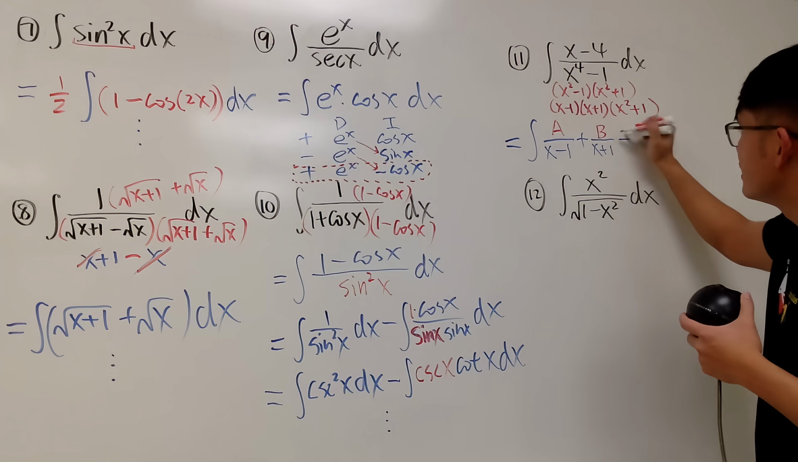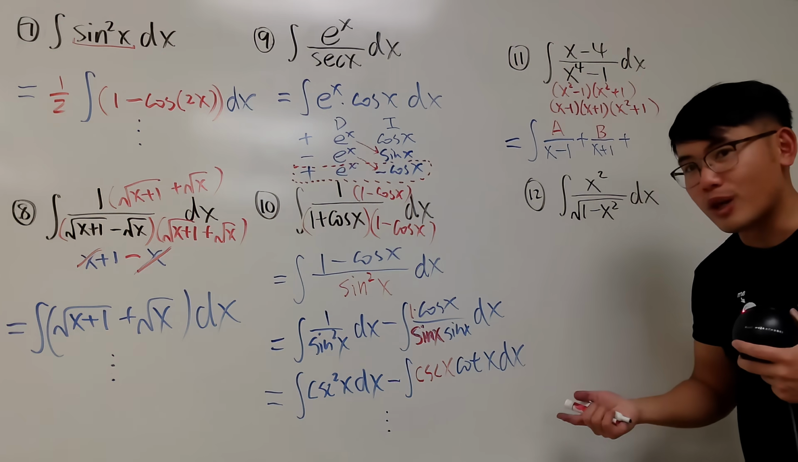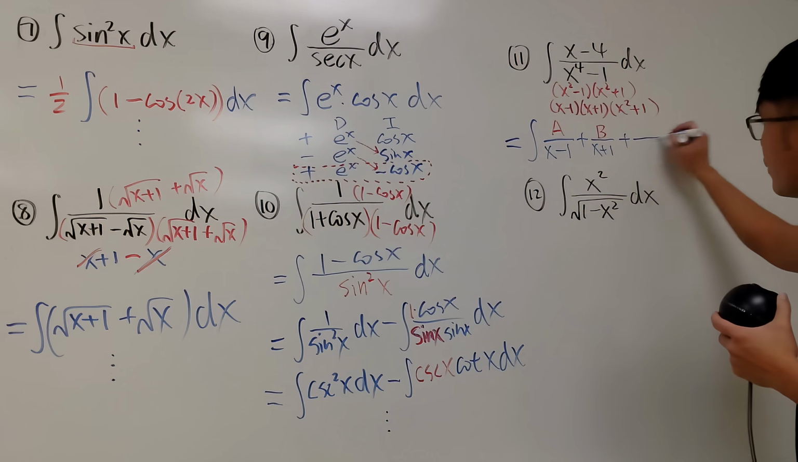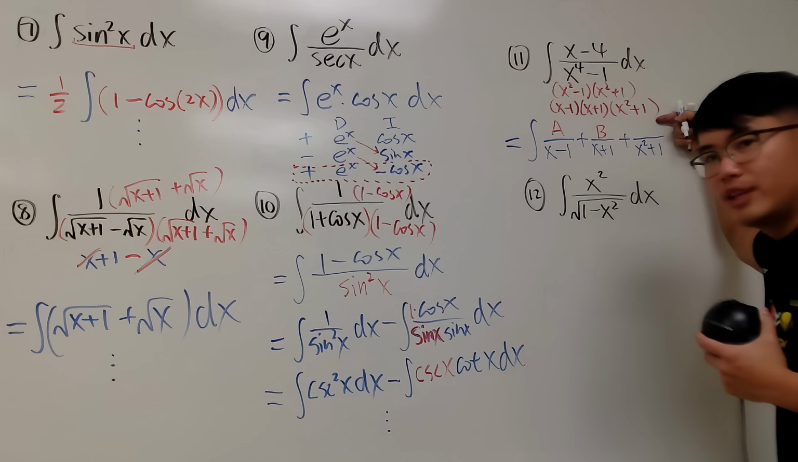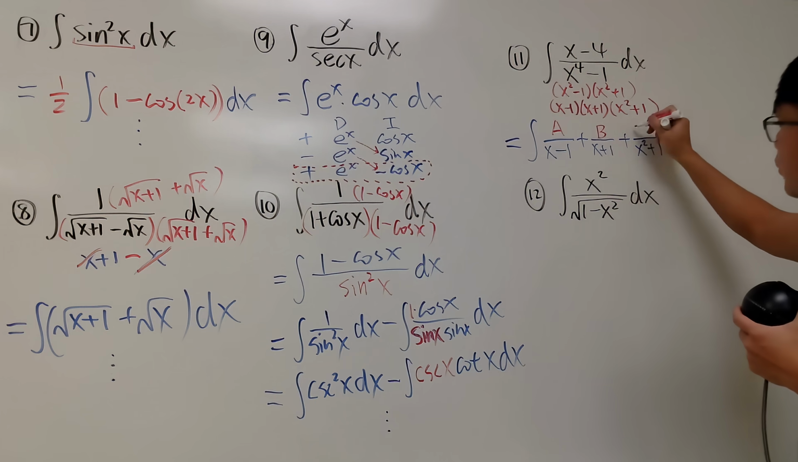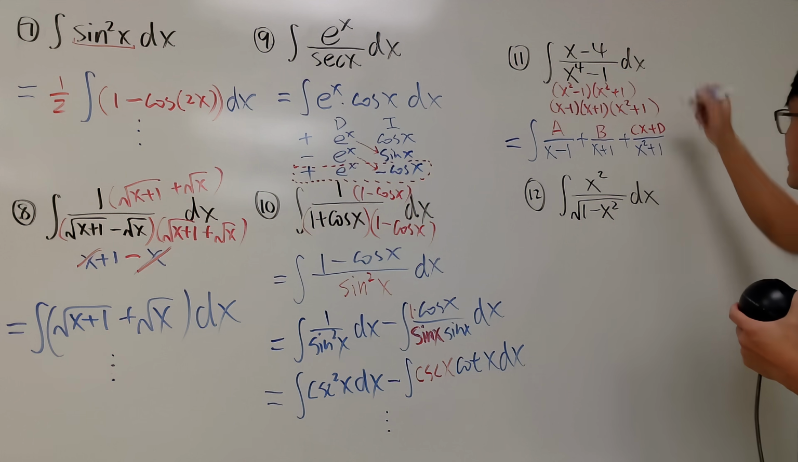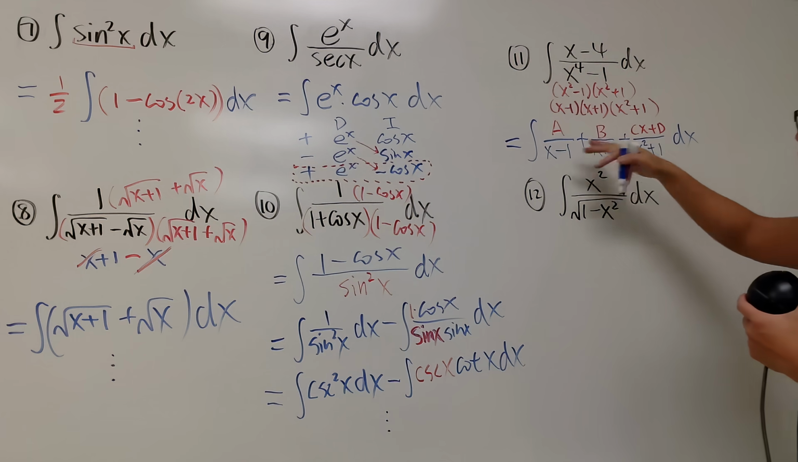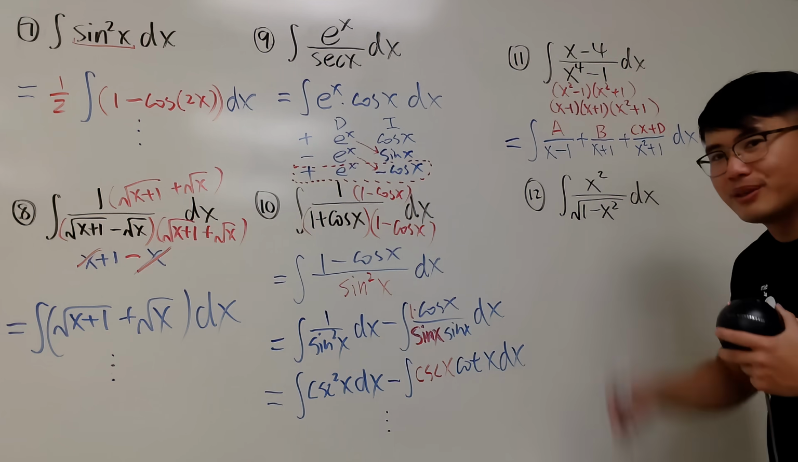Next one, we have x squared plus 1. This is an irreducible quadratic. So I will write down x squared plus 1, but the top has to be one degree less than this. Namely, it has to be linear now. So I will put down cx plus d, with a, b, c, d, all that. And then, of course, you're going to find out the a, b, c, d, and then integrate them, right? So I'll leave that to you guys.